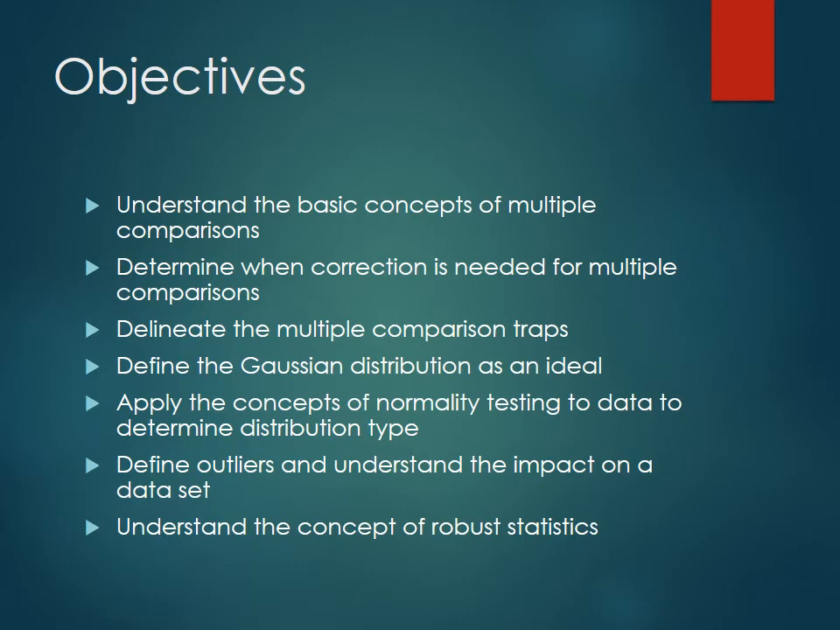Some of the objectives we'll cover today include understanding basic concepts of multiple comparisons and how they can be problematic when dealing with our statistics. We want to determine when correction is needed for multiple comparisons, delineate some of the traps that multiple comparisons can lay out for us, and talk a little bit about normality of data, defining Gaussian distributions as an ideal, apply some of those concepts of testing for normality to data, and then determine distribution type. We'll also look at defining outliers and understand their impact on a data set, and then understand the concept of robust statistics.